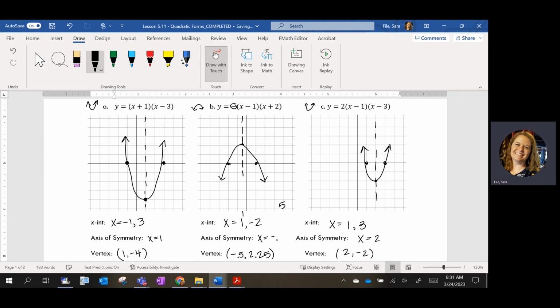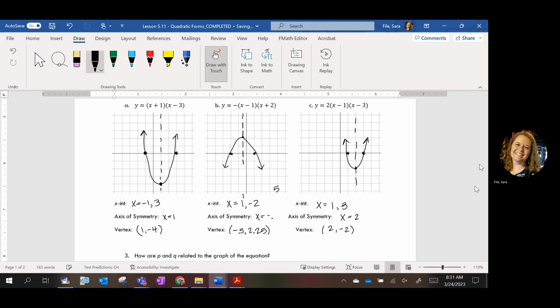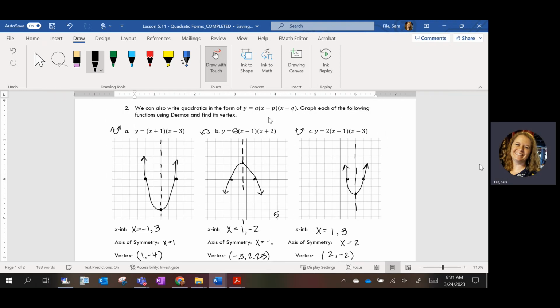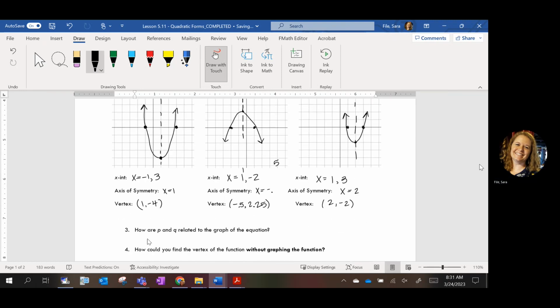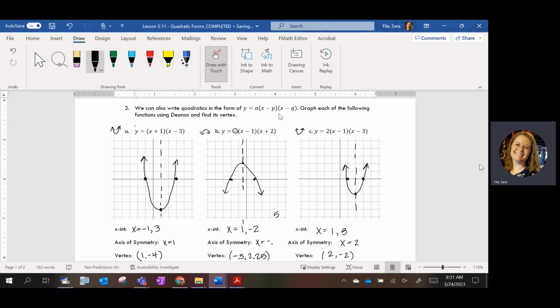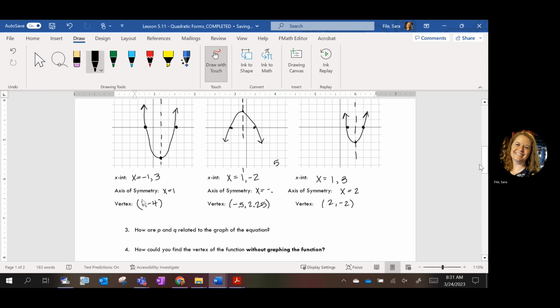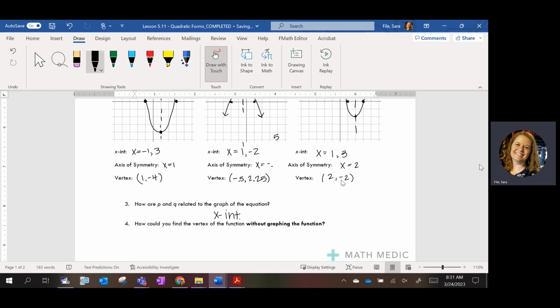Now looking at these, we said that this is in the form (x minus p)(x minus q). How are the p and the q related to the graph? What part of the graph do p and q end up being? The x-intercepts, yeah. Good.